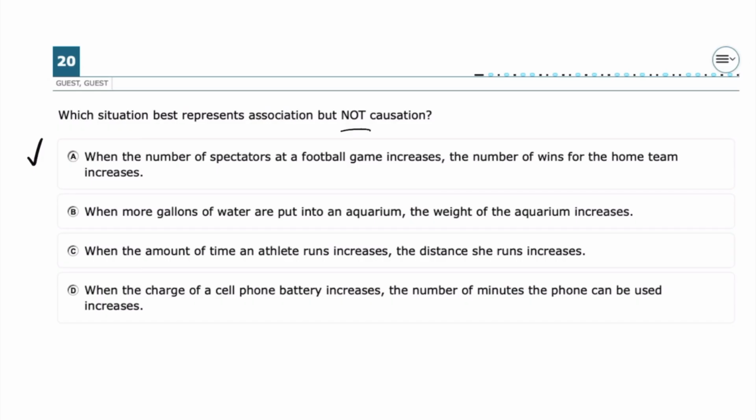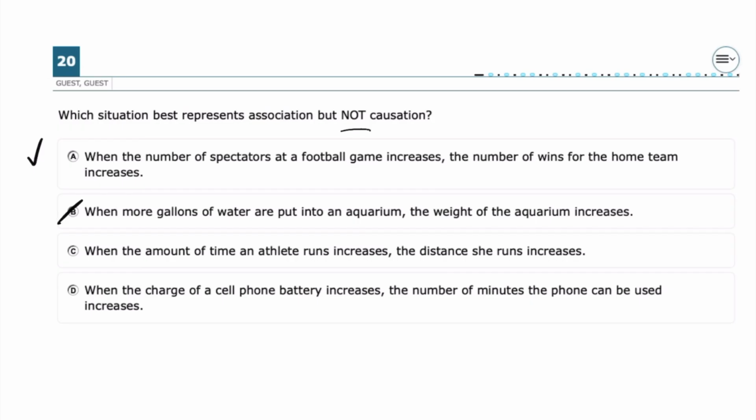Letter B says when more gallons of water are put into an aquarium, the weight of the aquarium increases. And so obviously, the more gallons of water you put into an aquarium, yes, that is going to cause the weight to increase. So that is causation, but we want one that's not. And so we're going to mark out letter B.